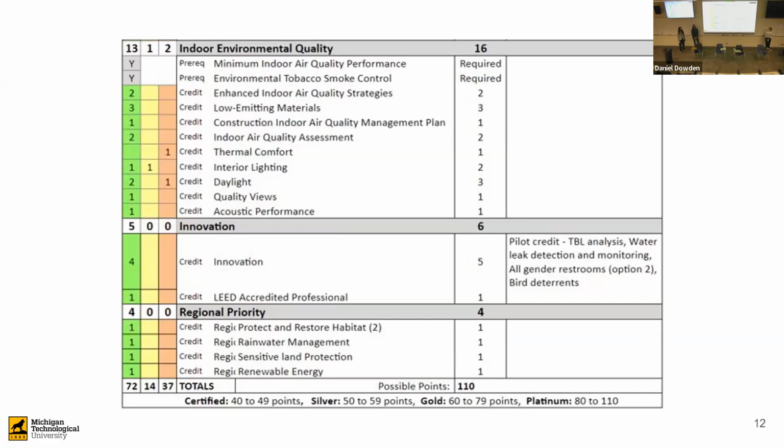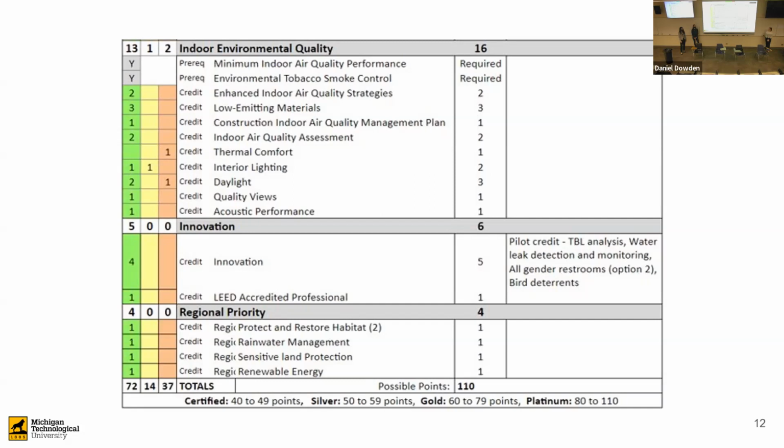So the last categories I'll talk about are indoor environmental quality, innovation, and regional priority. Indoor environmental quality has a focus on the health and comfort of the individuals inside the building. This includes things like interior lighting as well as low emitting materials. We need to make sure that the users inside the building have enough natural light, and that the artificial light isn't too harsh during the day. And with low emitting materials, we're making sure that the air quality stays at the right levels for the individuals.